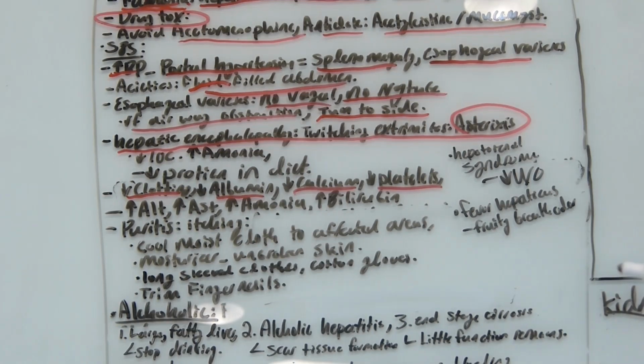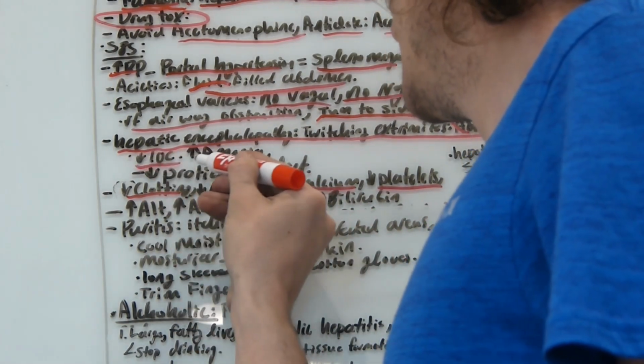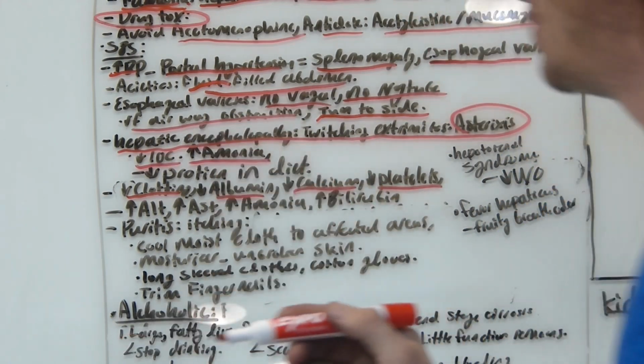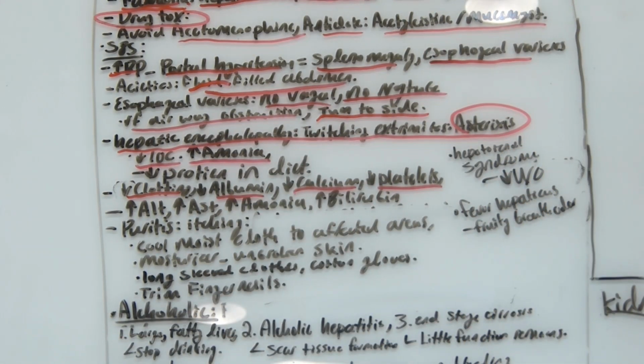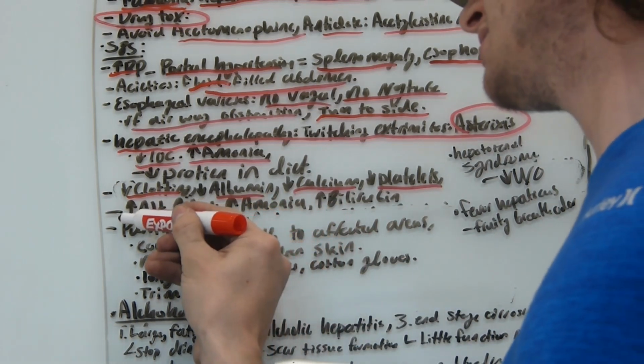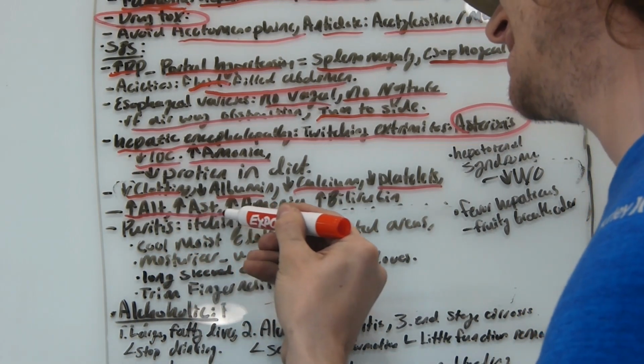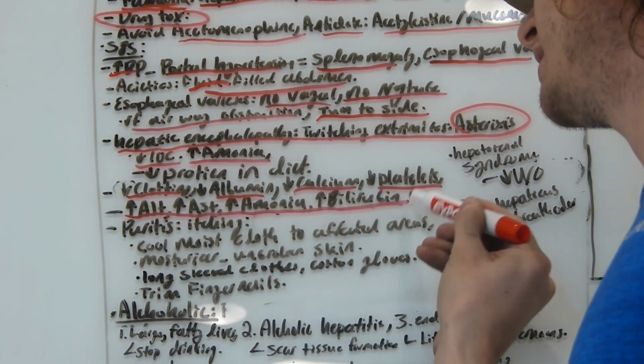We're going to have twitching in the extremities called asterixis. We're going to have a decreased level of consciousness and an increase in that ammonia because the liver can't convert the protein into urea. We're going to have increased ALT and increased AST, increased ammonia and increased bilirubin.